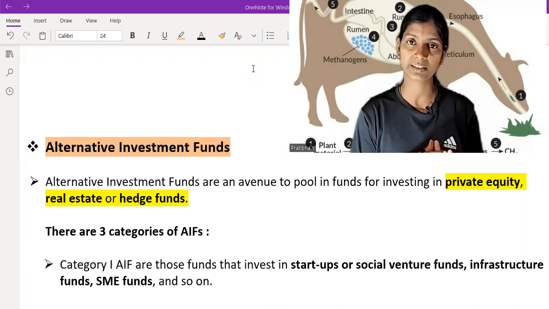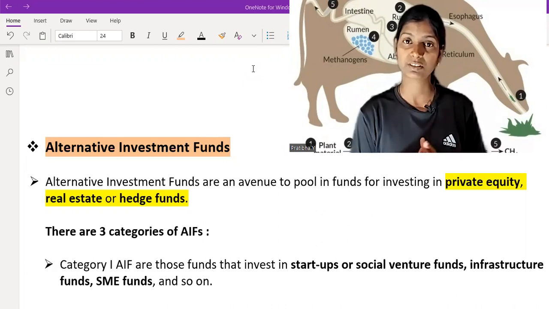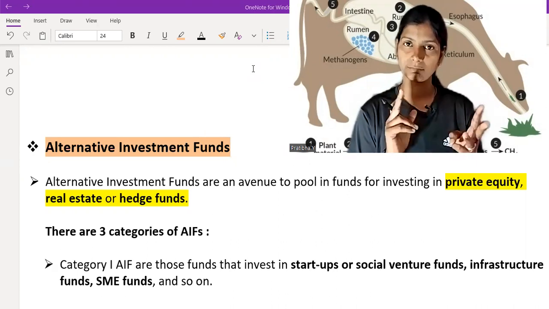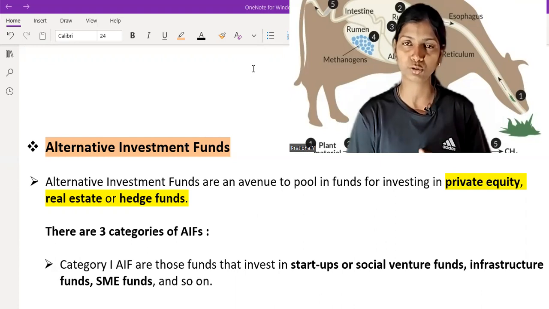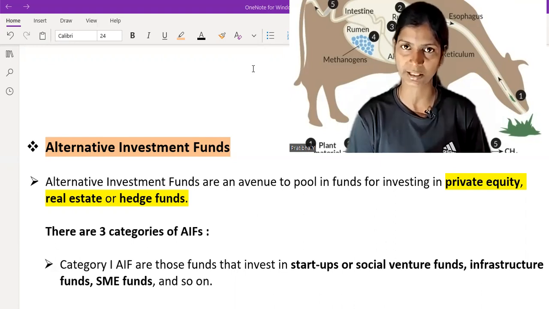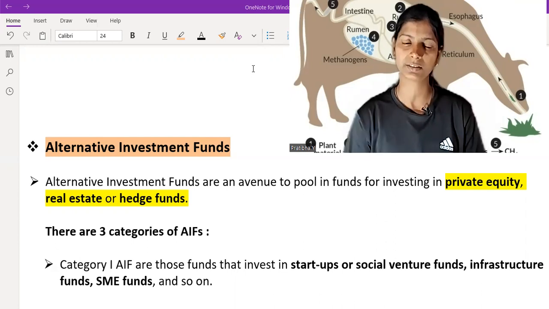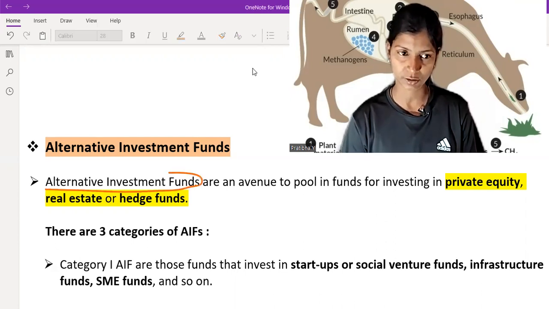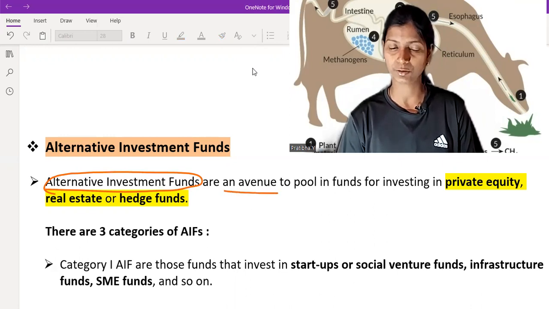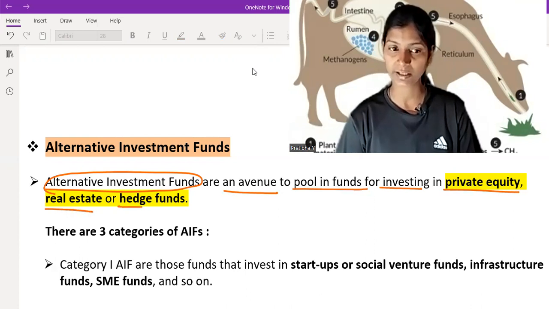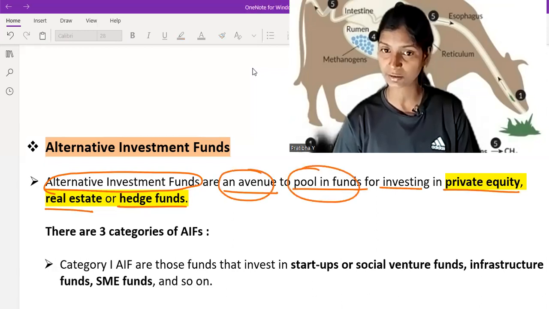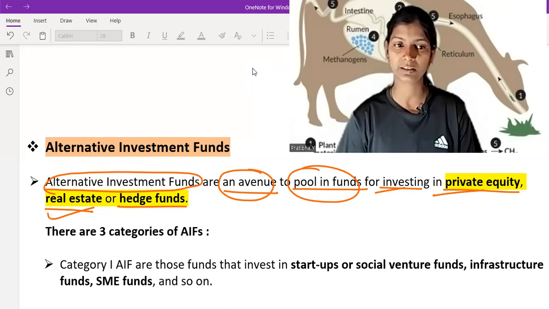As the name suggests, an alternative investment fund is a type of fund which is invested in alternative areas, like infrastructure, equity, hedge funds, and many other different areas. We are going to briefly talk about AIF, its types and the sectors in which they are invested. An AIF is an avenue to pool in funds for investing in private equity, real estate, and hedge funds.